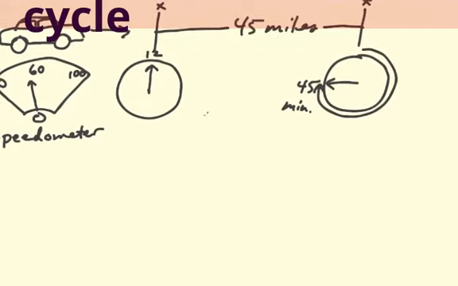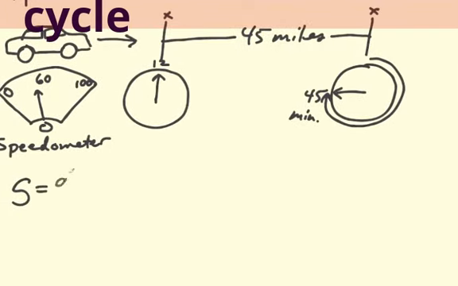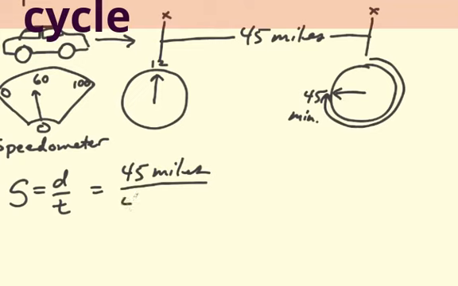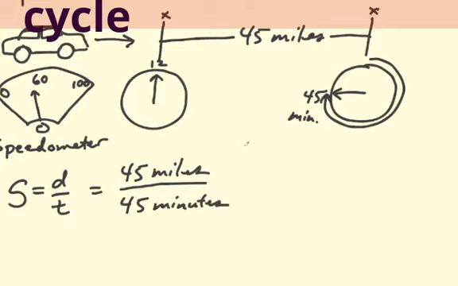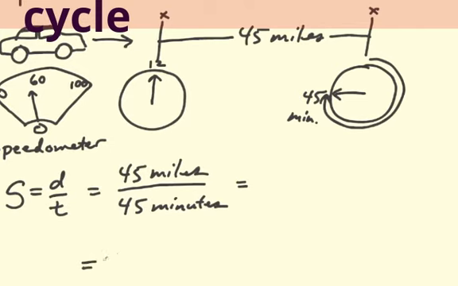I'm going to rewrite the speed equation. S is equal to d over t. So I just go ahead and put in the 45 miles, 45 miles, and I divide it by 45 minutes because that's how long this car has been traveling. I can figure out how many miles per minute this car travels. And we'll get into miles per hour in a moment.